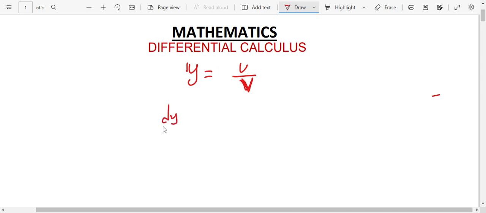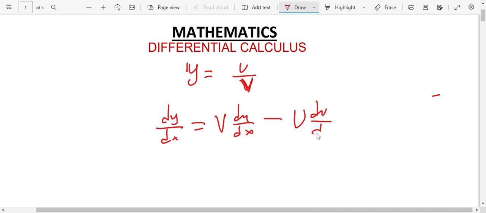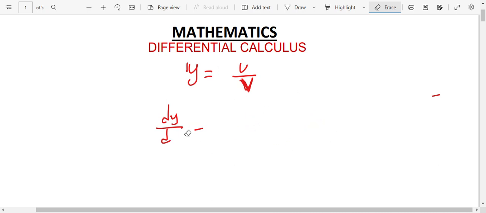The derivative dy over dx is going to be: you get what is in the denominator, differentiate what is on top, minus you get what's on top, differentiate what's down, and then divide everything by what is down squared. So that is the quotient rule, but we'll understand it more as we do these differentiations.